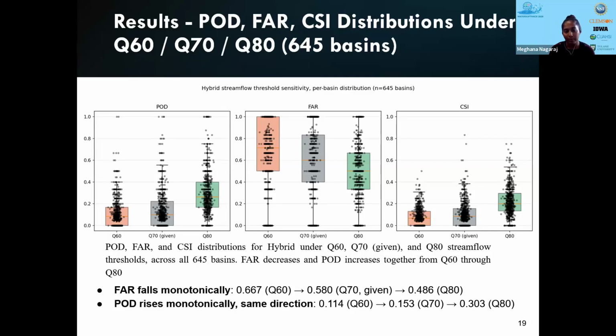Yes. This was the POD, FAR, and CSI distribution under all the streamflow thresholds, Q60, 70, and 80. And we found that FAR falls monotonically, but the POD rises.